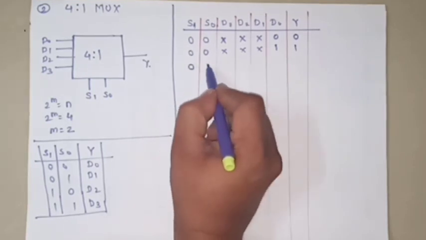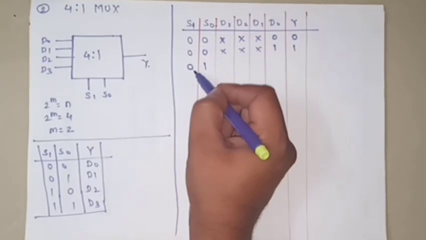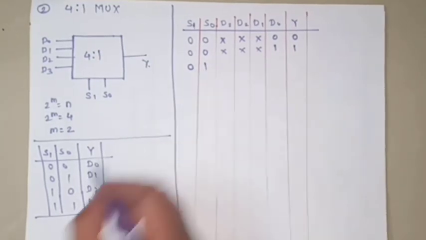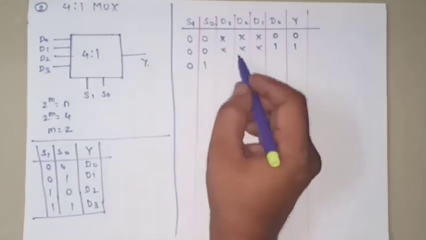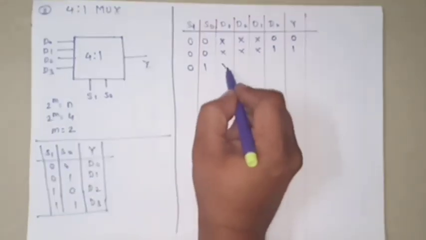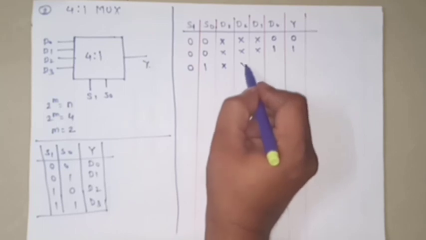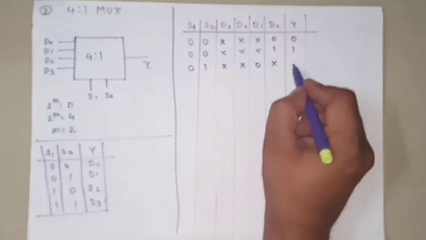So next case, 0 1. Okay, so when the select lines are 0 1, D1 will appear at the output Y. Only D1 will affect the output Y, and the remaining will not affect the output. So here we will take don't care, don't care, this is also don't care, and the first possibility is 0. So here the output is again 0.